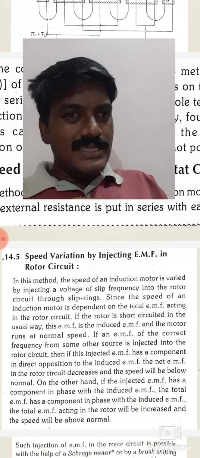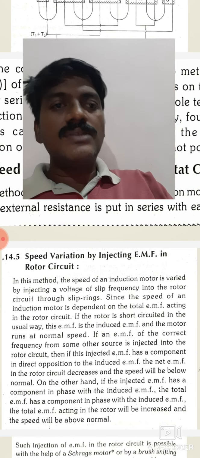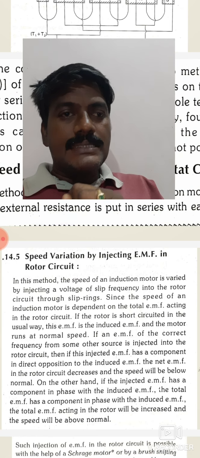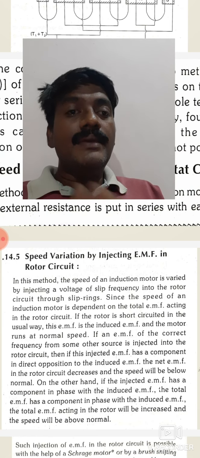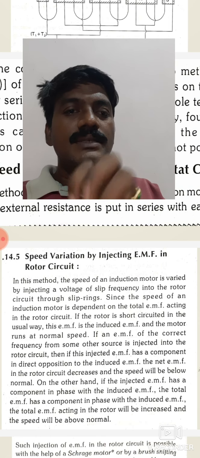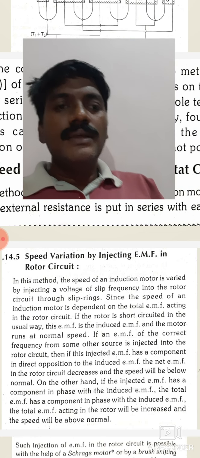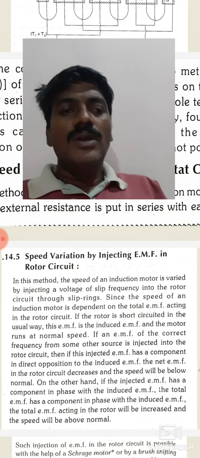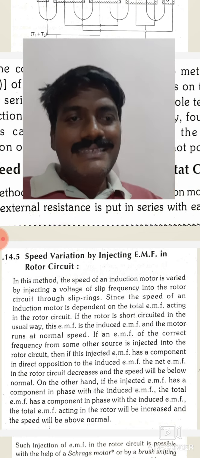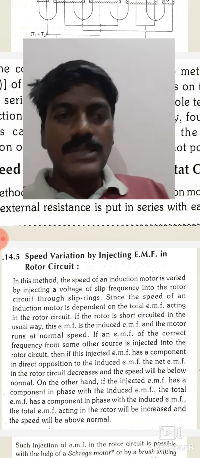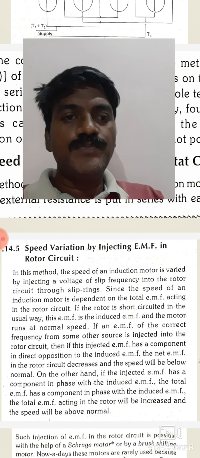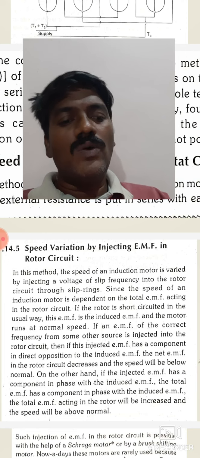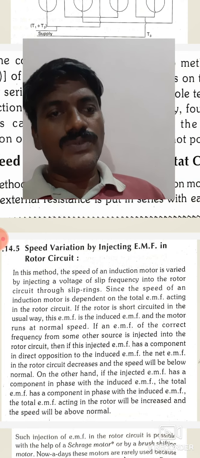In the previous case, we increased the resistance of the circuit. In this case, we have to decrease the EMF of the rotor circuit. By decreasing the EMF, speed also decreases, right? The speed of rotation depends upon the induced EMF. You have to inject the EMF from some other source in such a way that its component will decrease the total effective EMF in the rotor.